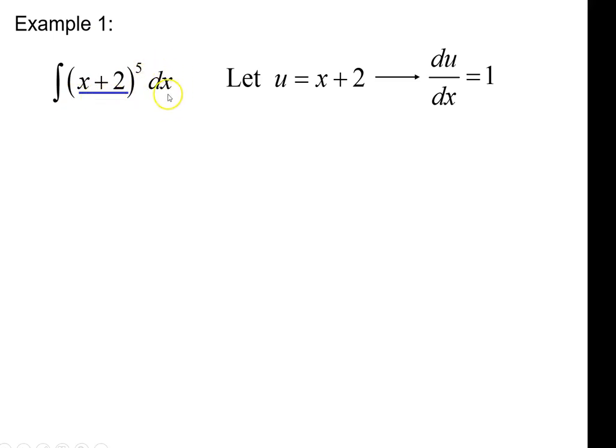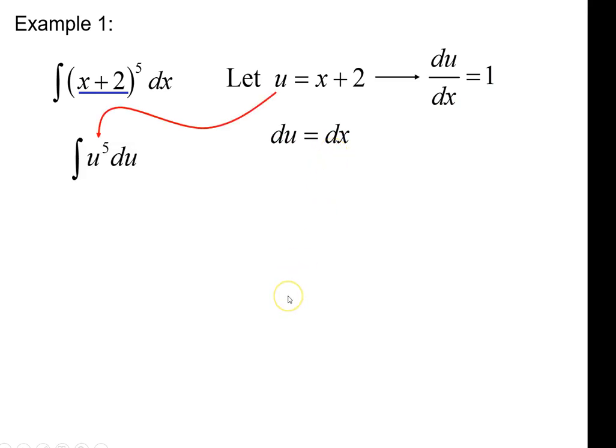I need to also replace this dx. So notice what you have over here. By taking the derivative of that u expression, I have du/dx equals 1. And we can think of this as division, and if you think of this as division, you can multiply the dx to the other side. So 1 times dx, of course, is dx. So du is equivalent to dx in this expression.